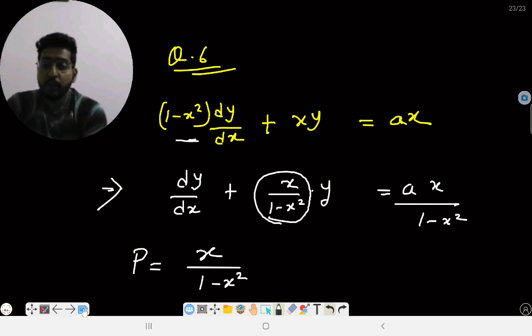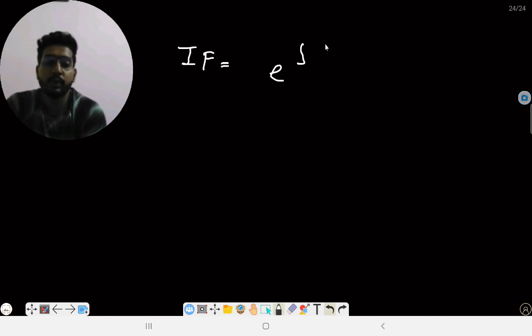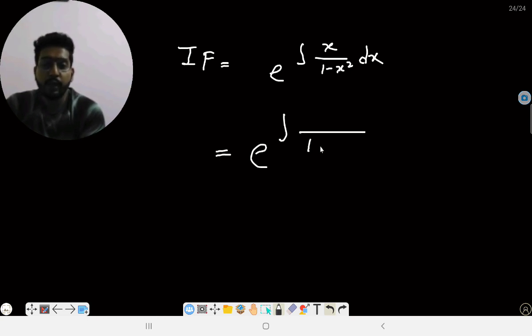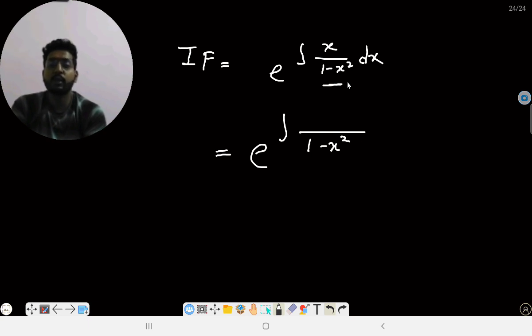Now from this you have to first find the integrating factor. What is the integrating factor? E to the power integral of p dx. What is p here? x by 1 minus x square, so the integral is x by 1 minus x square dx. Now how to find the integration of this one? First find the derivative of the denominator. The derivative of 1 is 0 and the derivative of x square is 2x, so the derivative of 1 minus x square will be minus 2x. That means multiply by minus 2, so here you have to divide by minus 2 dx.